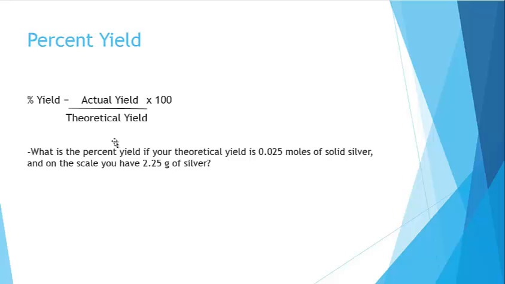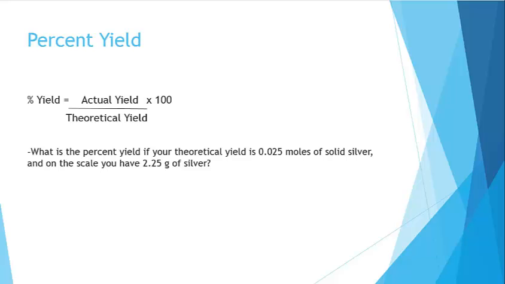Percent yield. So percent yield is actual yield over theoretical yield times 100. And you're just finding a percentage. So what percent did you make of what you should have made? Okay, so what's your percent yield if your theoretical yield is 0.025 moles of solid silver? Okay, and on a scale, you have 2.25 grams of silver.